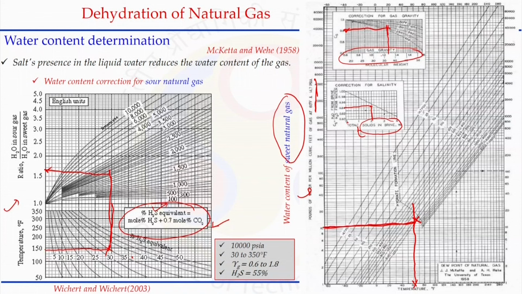All this is valid when the following conditions are met. For example, the pressure should be up to 10,000 psia, the temperature should be 30 to 350 degrees, you can see from this chart where it is shown, and gamma g should be between 0.6 to 1.8, the chart is given only for that range, and H2S up to 55%. This is equivalent H2S in the natural gas. If that is matching, we can use this chart to get the water content of the natural gas.